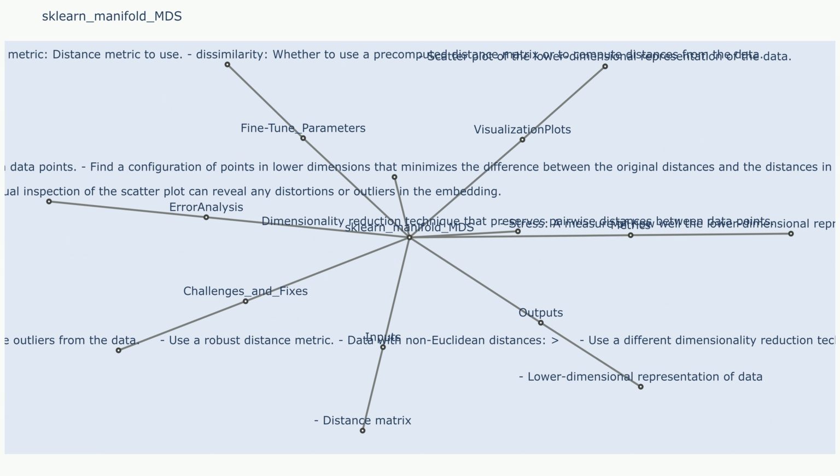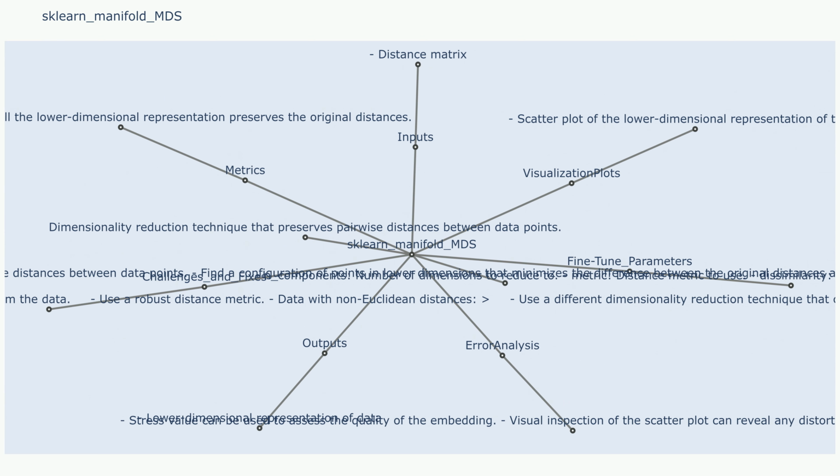Visualization plots. Visualization plot 1. Explain in detail. Scatter plots are frequently used to visualize the low-dimensional embedding obtained by MDS. The coordinates of the data points in the lower dimensional space are plotted on the x and y axes, revealing the relationships and clusters within the data.